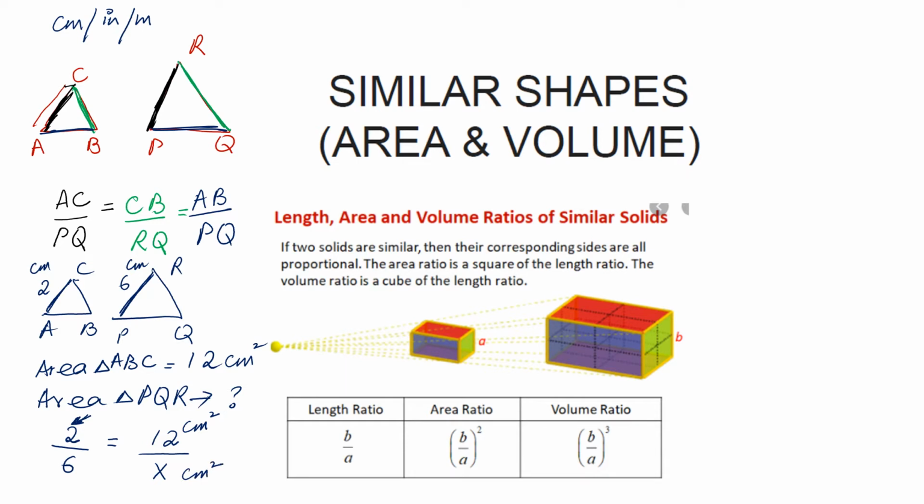So how can centimeter be equal to centimeter square? For that reason, you square both the lengths. So the square of the ratio of the lengths of the two similar triangles is equal to the area ratio of the two triangles.